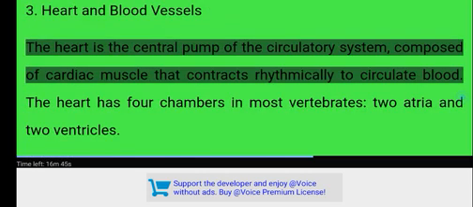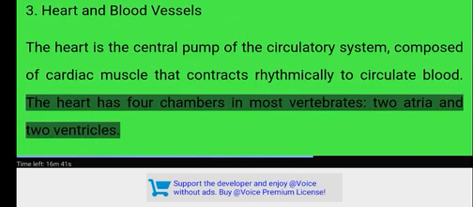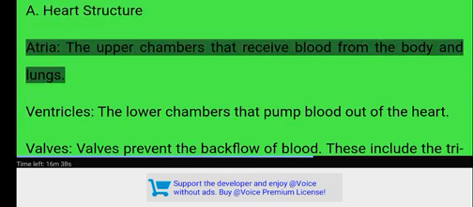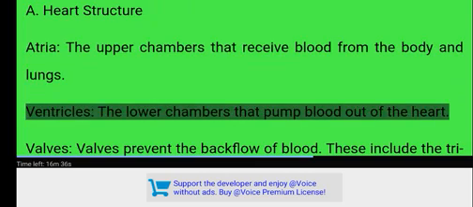3. Heart and blood vessels. The heart is the central pump of the circulatory system, composed of cardiac muscle that contracts rhythmically to circulate blood. The heart has 4 chambers in most vertebrates, 2 atria and 2 ventricles. A. Heart structure. Atria, the upper chambers that receive blood from the body and lungs. Ventricles, the lower chambers that pump blood out of the heart.